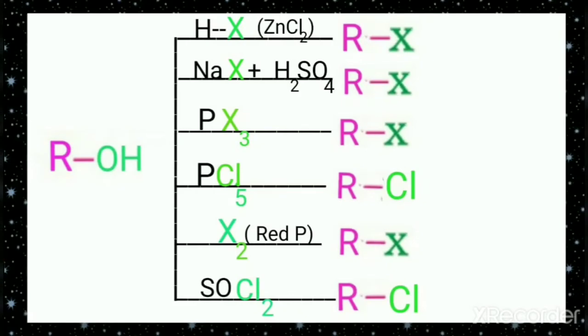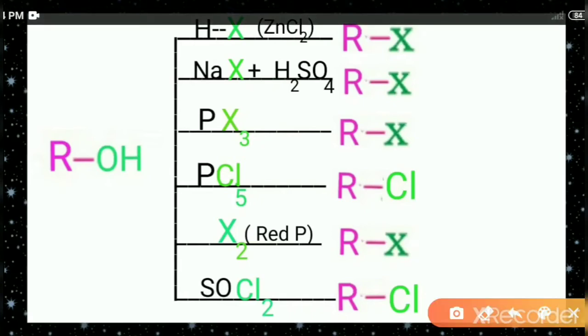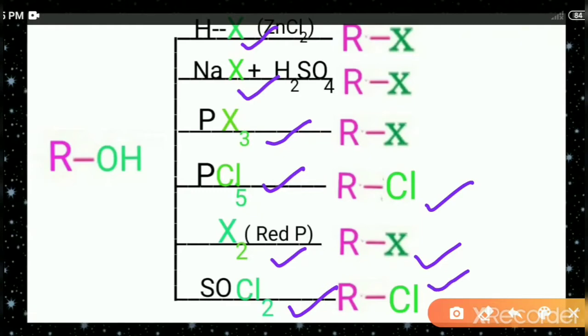Alcohols can be converted into halides by treating with the halogen acid, represented by HX, in the presence of zinc chloride, or when treated with NaX in the presence of H2SO4, or with phosphorus trihalide, or with phosphorus pentachloride, or with X2, that is chlorine, bromine, etc., in the presence of red phosphorus, and when treated with thionyl chloride, SOCl2, it gives rise to halides.